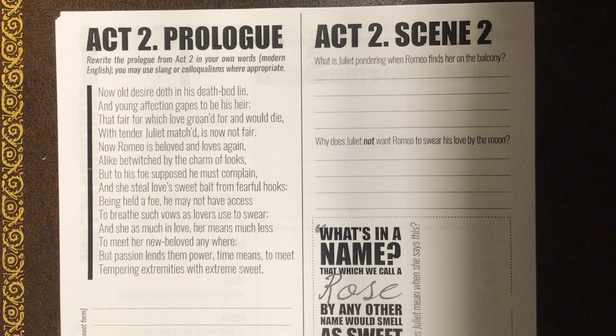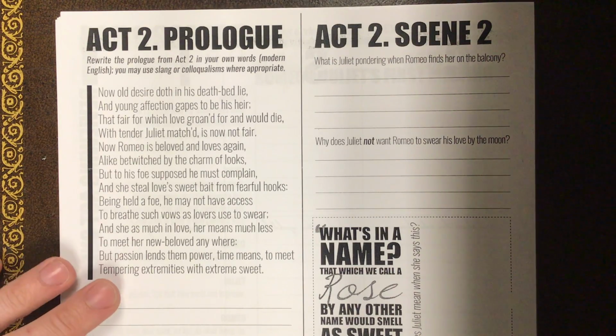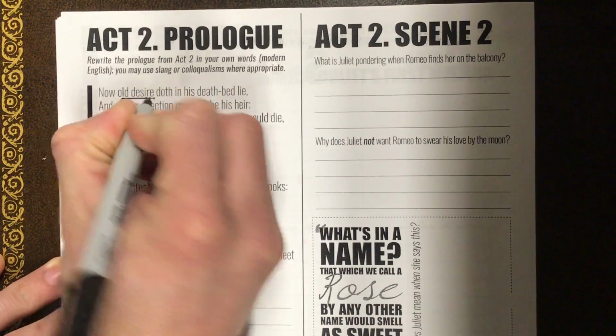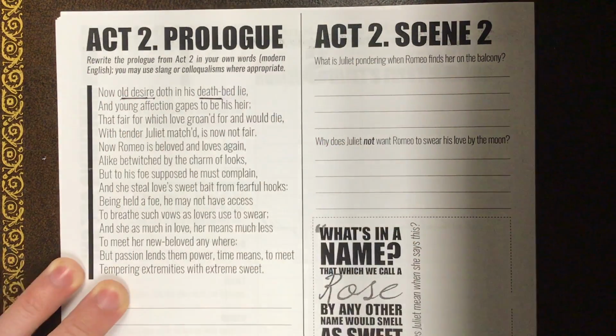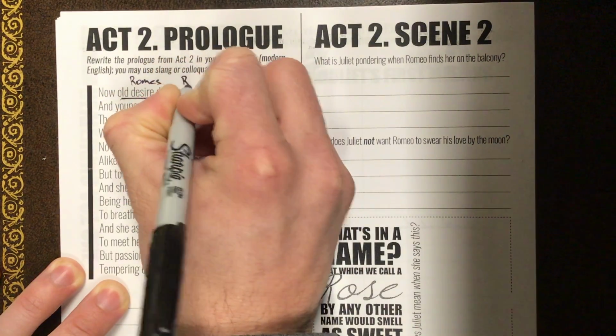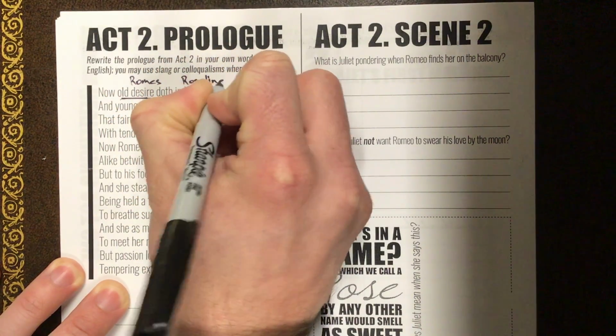All right, Shakespeare's again setting the stage. He's telling us roughly what's going to happen in Act 2 and beyond, and his main points are this, okay? Old desire is dead. In other words, Romeo's old desire for Rosalind is gone.